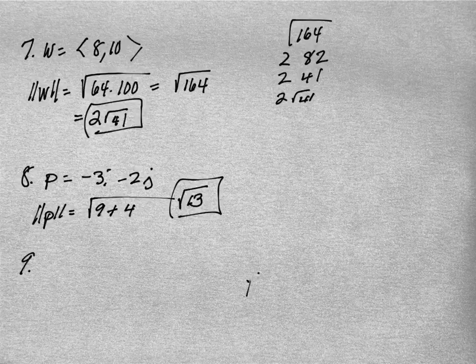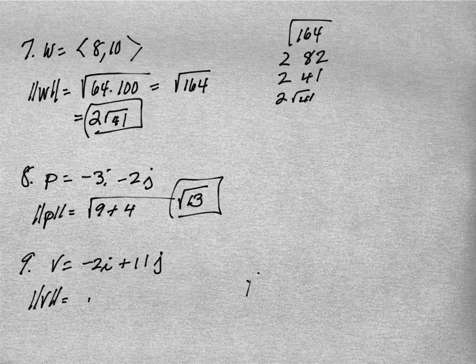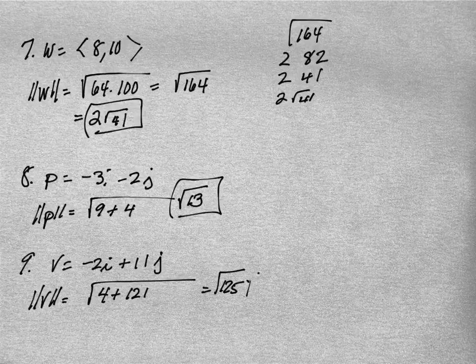And number 9, it's in ij form again. V is equal to negative 2i plus 11j. So the magnitude of V is equal to the square root of negative 2 times negative 2, which is 4, plus 11 times 11, 121. So that is the square root of 125, which you can pull a 25 out. So that's 5 square root of 5 for number 9.